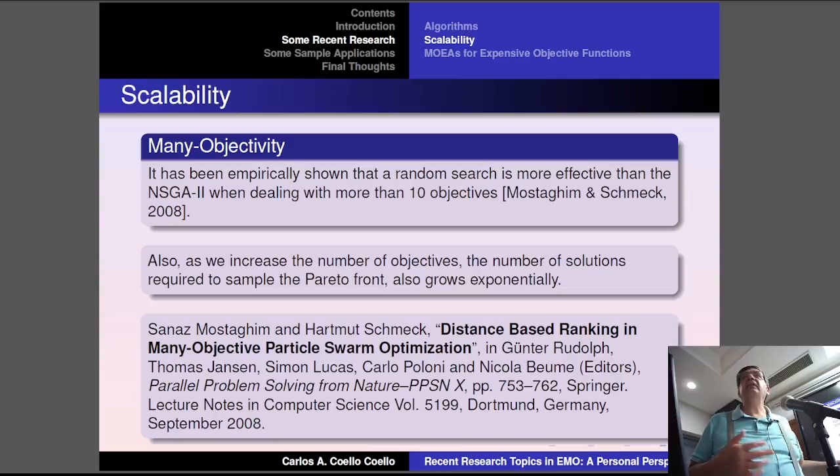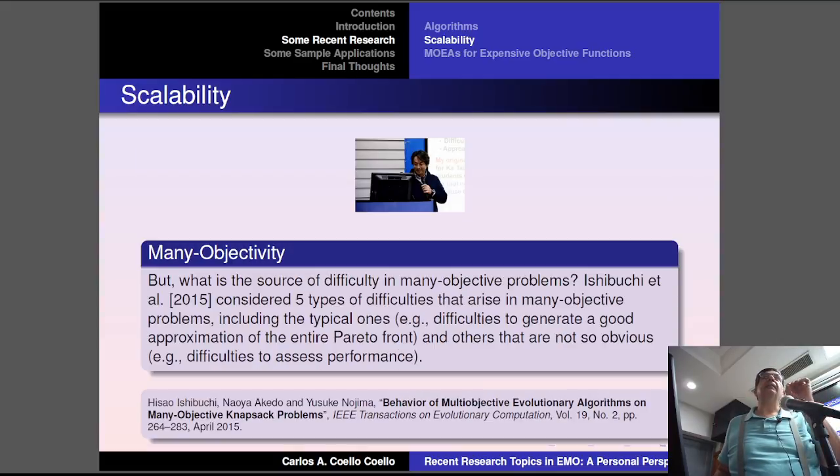However, back in the year 2010, when I got interested in scalability, for me, the interesting point was, why is it that a problem becomes more difficult as we increase the number of objectives? Is this a reasonable assumption, that scalability per se is a source of difficulty? It turns out it's not. In 2015, Hisao Ishibuchi published a very interesting paper analyzing some of the sources of difficulty in many-objective optimization, when we have many objectives. Some of them are very obvious, have to do with the difficulty to generate a good approximation of the Pareto front.